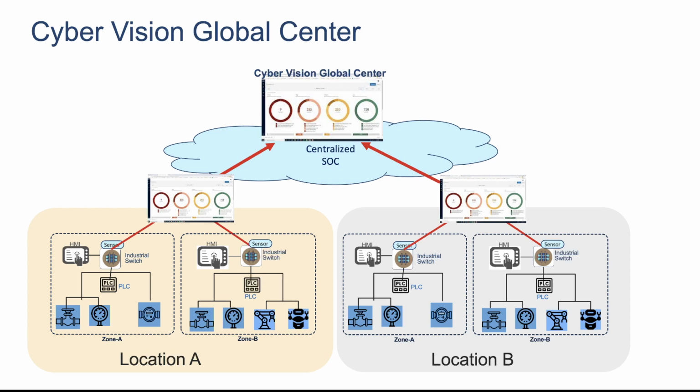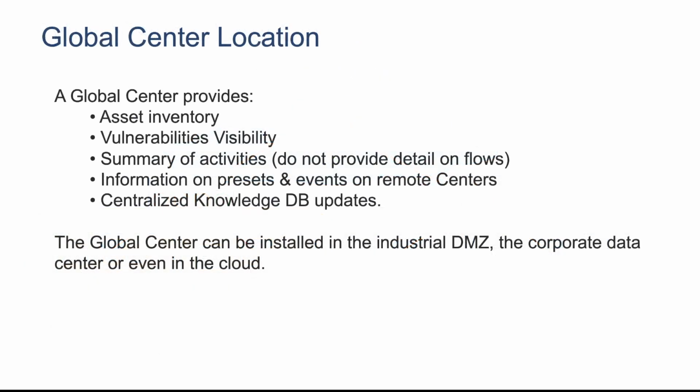CyberVision Global Center provides a global perspective of the entire organization. Each plant is monitored at a central location, with the Global Center collecting all the information from each of the Cisco CyberVision Centers to allow the entire environment to be monitored from a single SOC. Global Center additionally provides features like asset inventory, vulnerabilities, a summary of activities, information on presets, and central knowledge. A lot more features are supported.